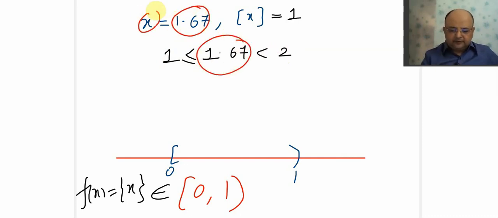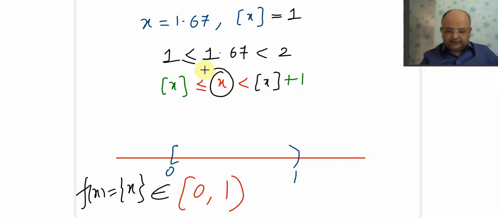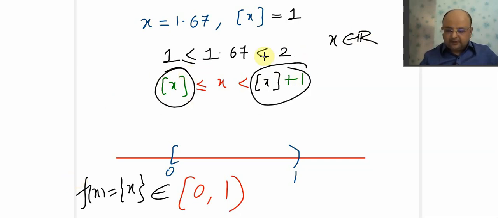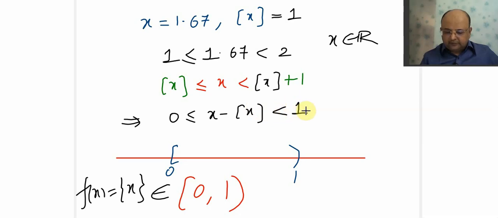So I put in the values. What is 1.67? It is nothing but your x. What is 1? Your 1 is nothing but box x. Can I replace this 2 by 1 plus 1? Yes, this 2 is 1 plus 1. I keep the latter one as it is and the first one is replaced by box x. So any real number x, I repeat, any real number x lies between box x and box x plus 1. So I subtract box x throughout. So 0 is less than or equal to x minus box x, which is strictly less than 1, and this is denoted by fraction x. So fraction x lies in the closed open interval 0 to 1.